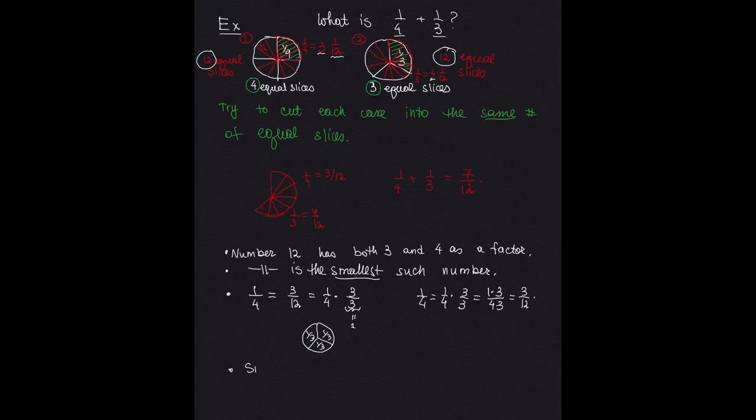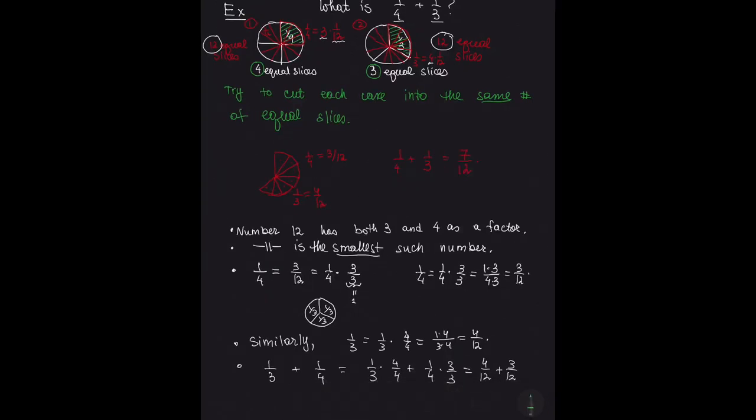And so then similarly, 1/3 is 1/3 times 4/4, which is 1 times 4 over 3 times 4, which is 4 over 12. And so finally, when we have 1/3 plus 1/4, we can write it as 1/3 times 4/4 plus 1/4 times 3/3. So this is going to be 4/12 plus 3/12.